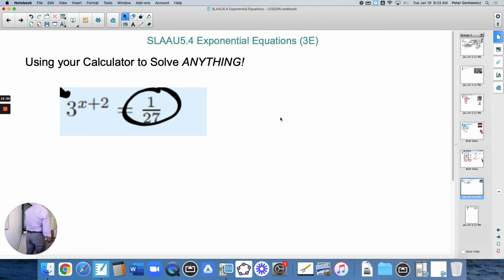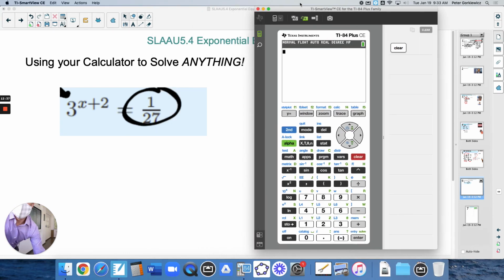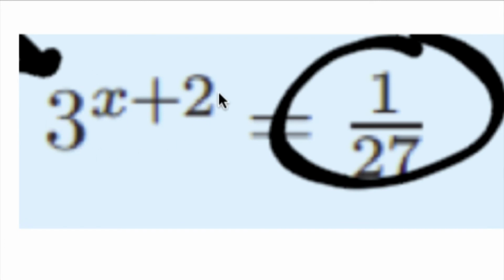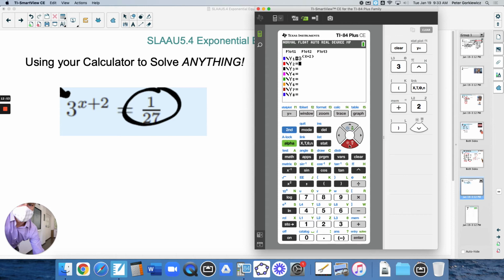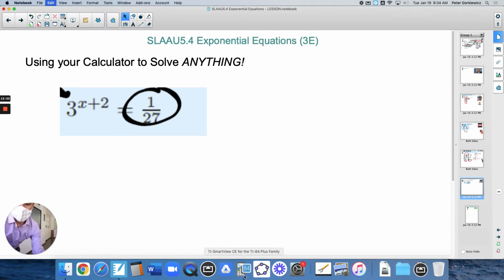I'm going to pretend that you whacked your head coming in here, you slipped on the ice, and you don't remember how to do anything except run your calculator. Here's your calculator. I'm going to put this in for one y equals, and this in for the other y equals. So I'm going to call it 3 to the, make sure you got some brackets in there, x plus 2, close your brackets, then 1 over 27. You might have to be careful with your brackets, but cool. So it should look like that.